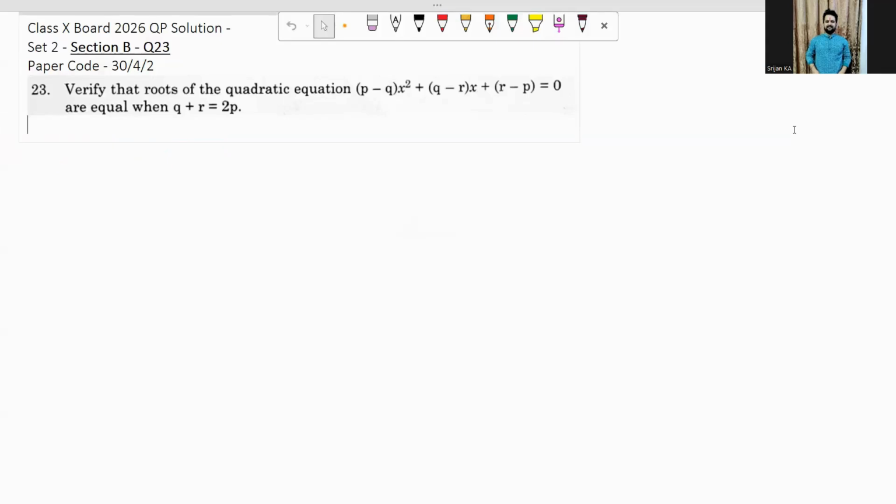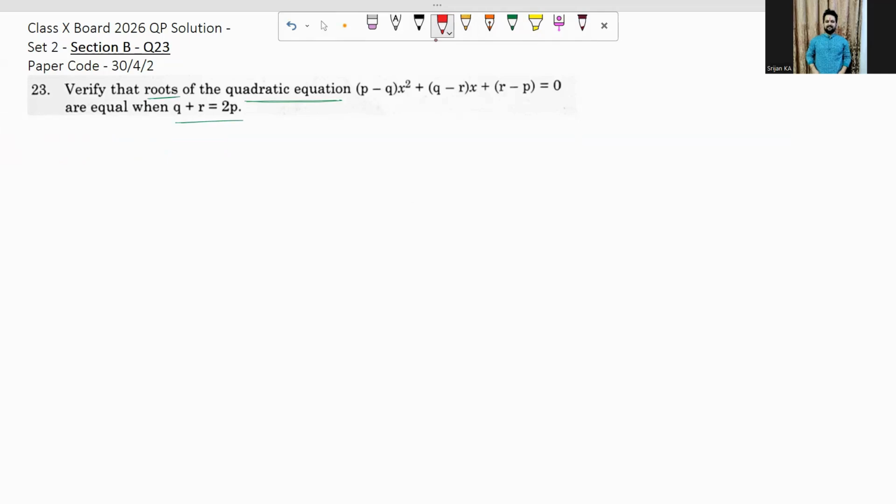So we are on to the 23rd question of the board exam. The question says, verify that the roots of the quadratic equation (p minus q) x squared plus (q minus r) x plus (r minus p) equals 0 are equal when q plus r is equal to 2p.